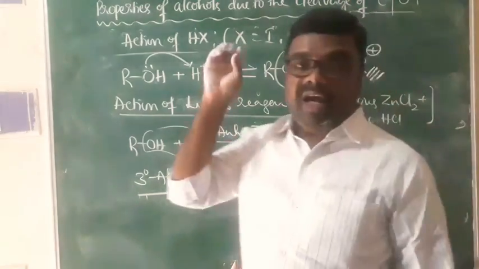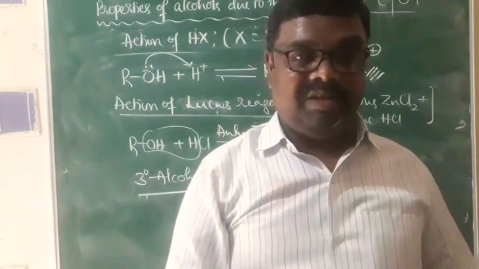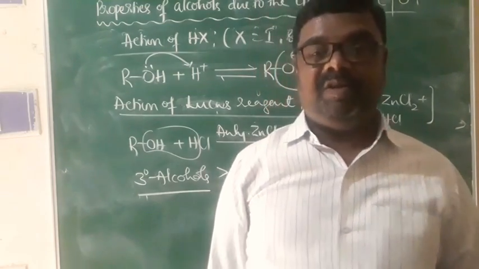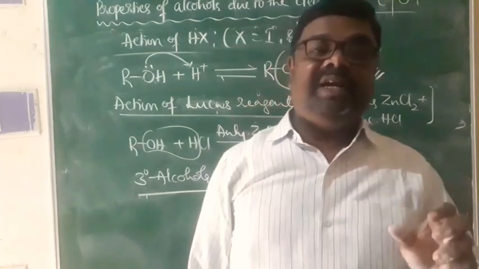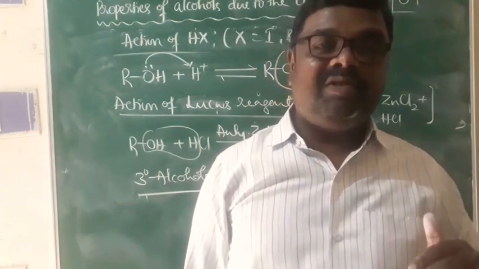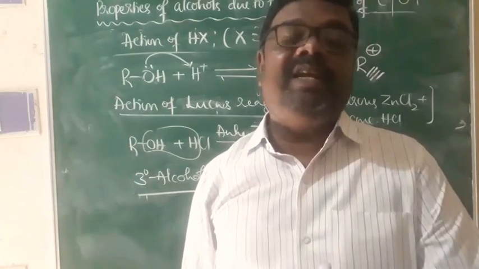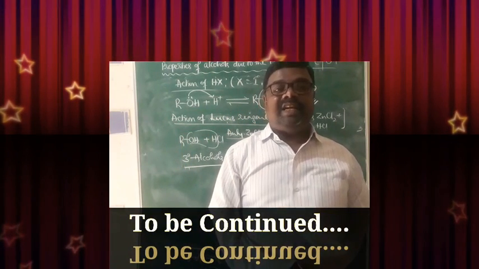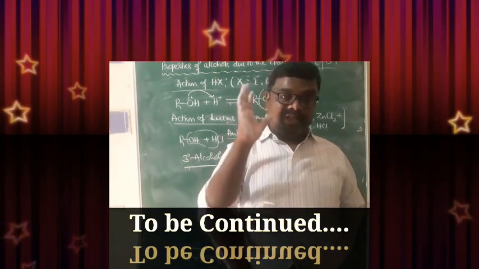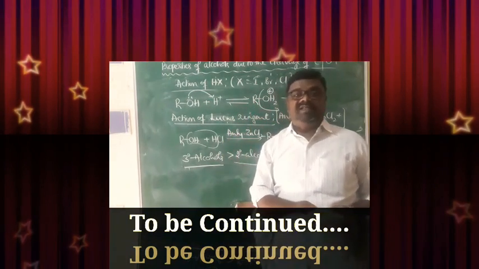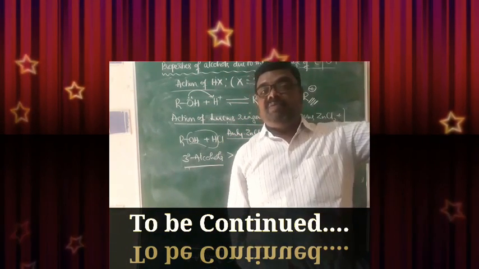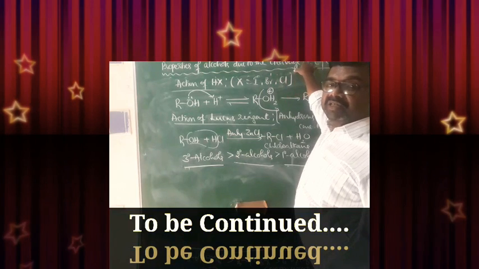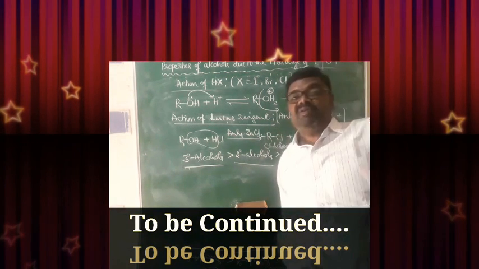Therefore, when alcohols react with Lucas reagent, tertiary alcohols give turbidity immediately because they are more reactive. Secondary alcohols give turbidity after 5 to 10 minutes. Primary alcohols give turbidity only upon heating. This is the reaction that we use for differentiating primary, secondary and tertiary alcohols. For your information, we discussed two reactions here: reactions due to cleavage of the O-H bond, where primary alcohols are more reactive, and reactions due to cleavage of the C-O bond, where tertiary alcohols are more reactive.